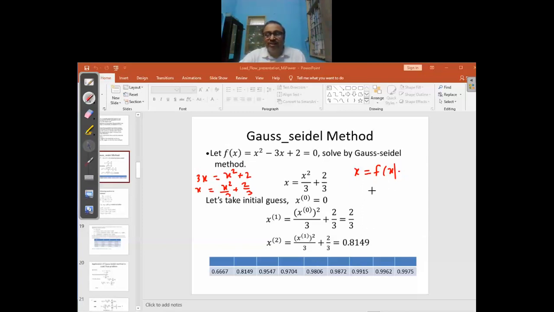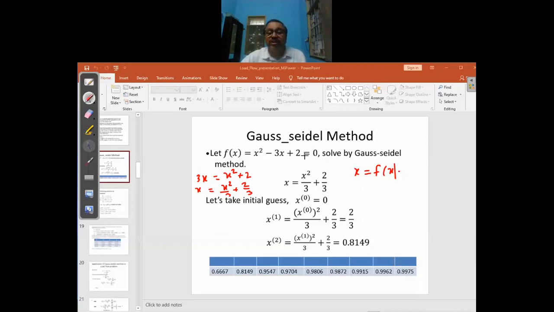So if I am actually getting the right solution, then the left hand side and the right hand side will match. Or what we say is that the equation will converge. So now you can see it is 0.9915, 0.9962, 0.9975. By the way, you know what is the solution of this?